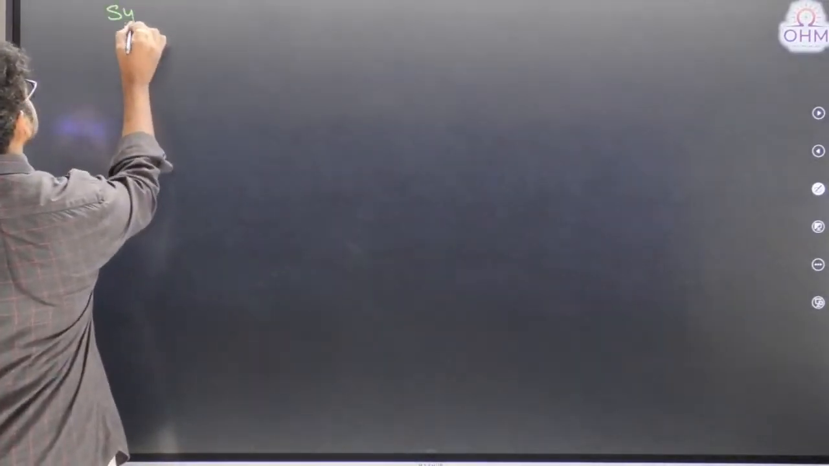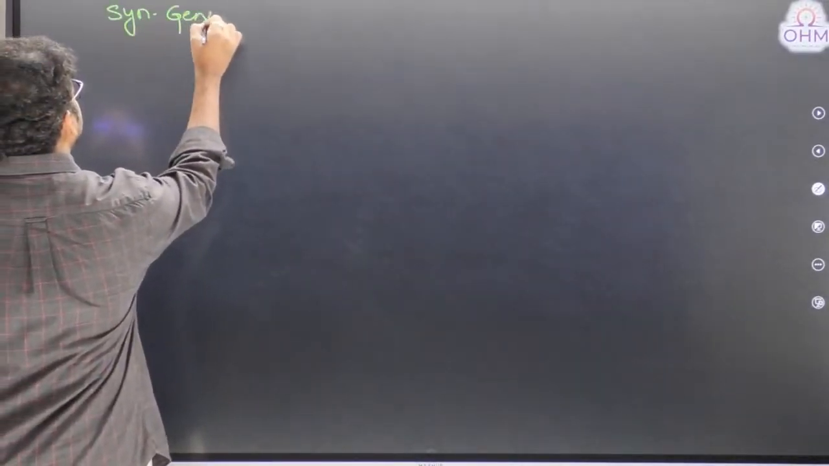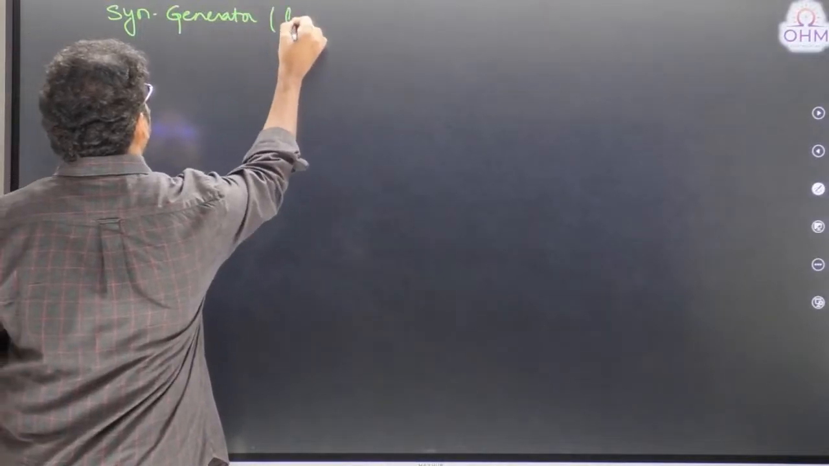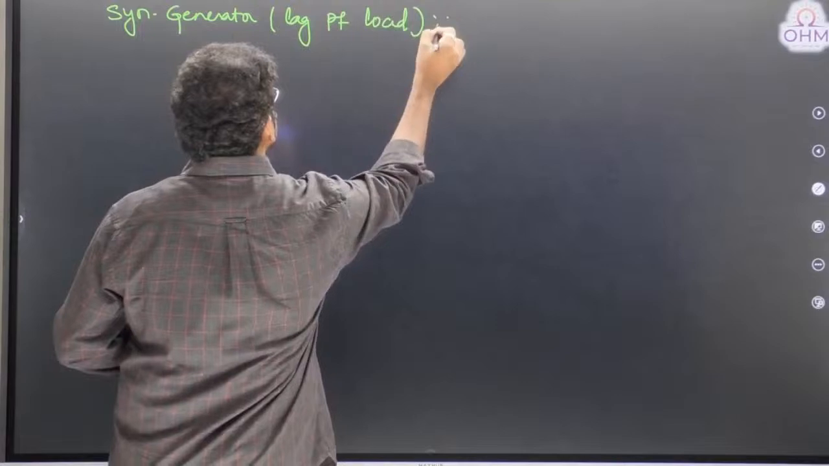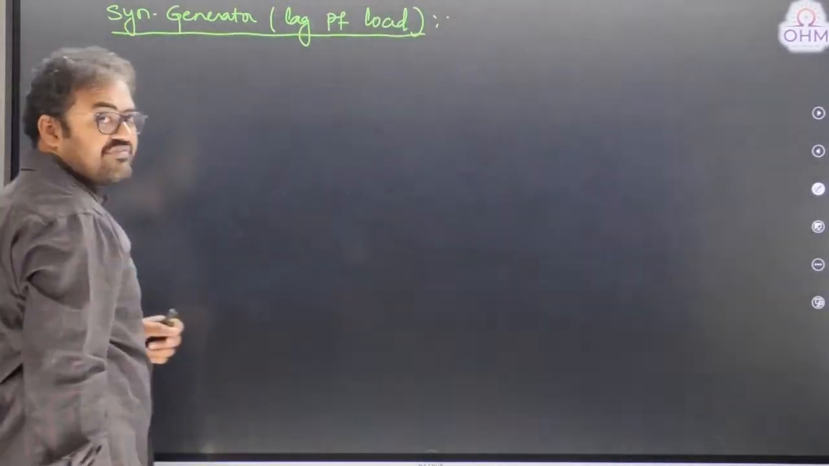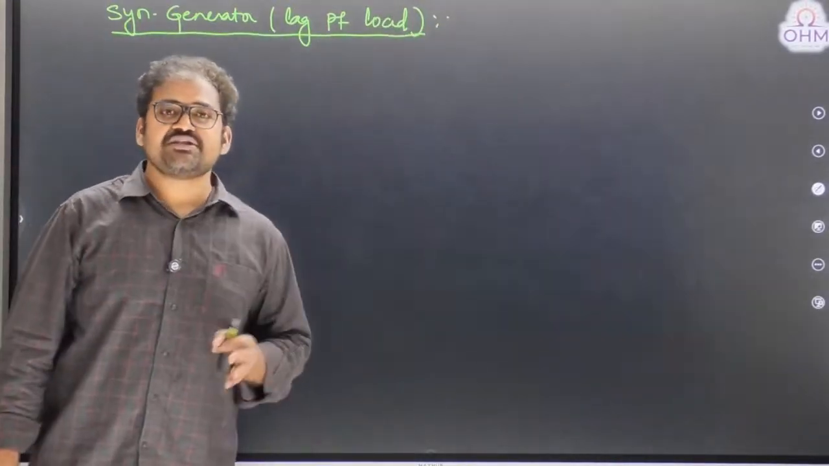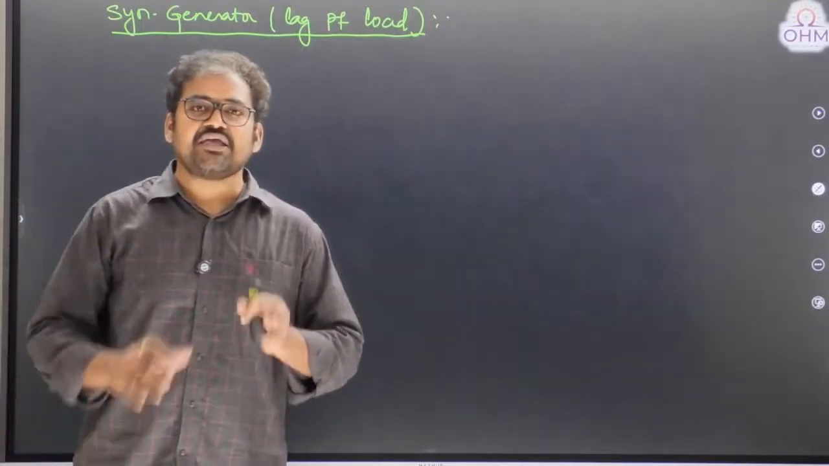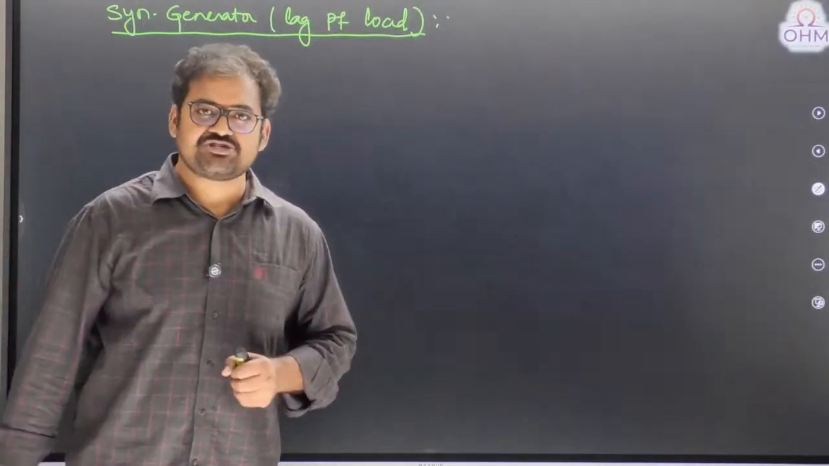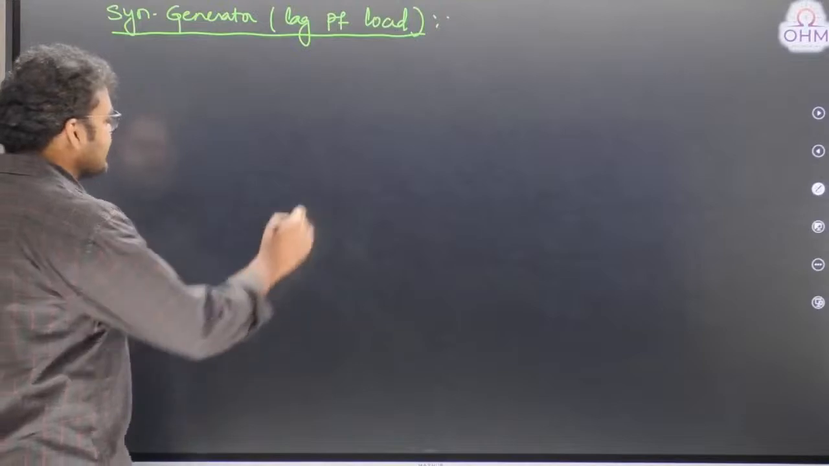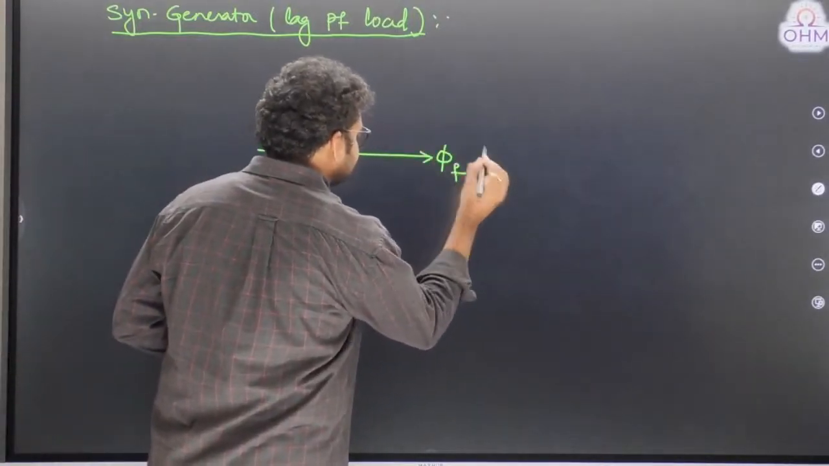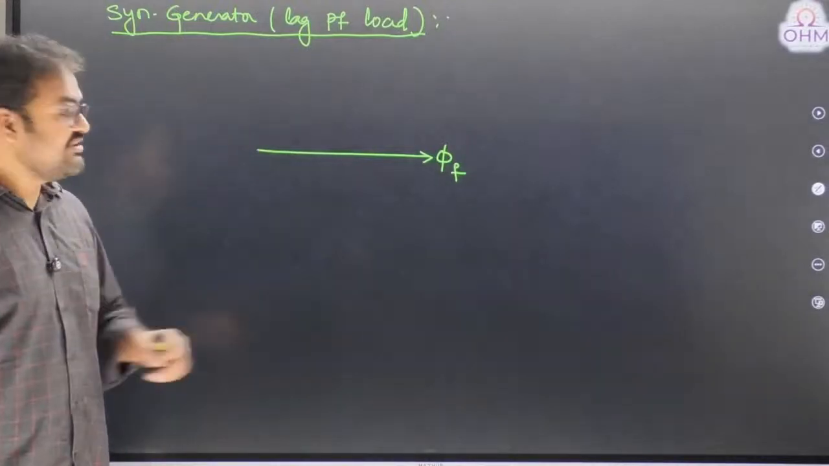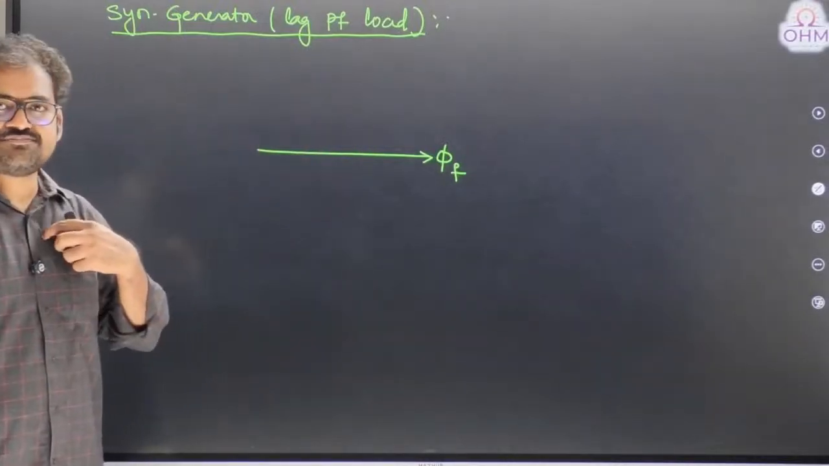So first I will consider a synchronous generator, that too operating with lagging power factor load. Imagine the load is a lagging power factor type. So to understand the effect of armature reaction, I have to draw the phasor diagram of the machine. To draw the phasor diagram, we will always take main field flux as reference. I am taking main field flux as reference.